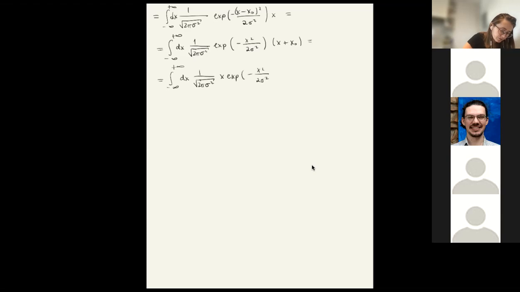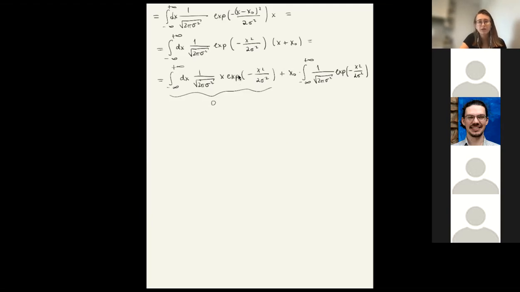plus x zero, which I can take out, times the integral from minus infinity to plus infinity of one over square root of two pi sigma squared exponential of minus x squared over two sigma squared. So the first thing to note here is that actually this integral is zero.